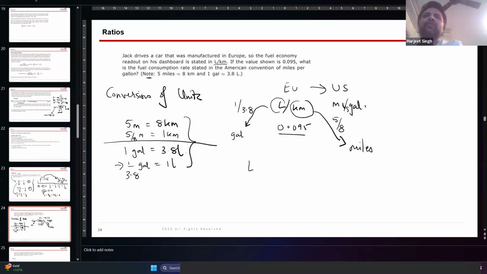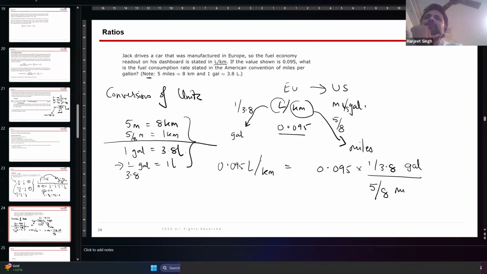So if we have to flip from 0.095 liters per kilometer, we need to multiply by 1 by 3.8. So liters will become gallons, and in the denominator is kilometer. So that has to be converted into miles, which is 5 by 8 miles.